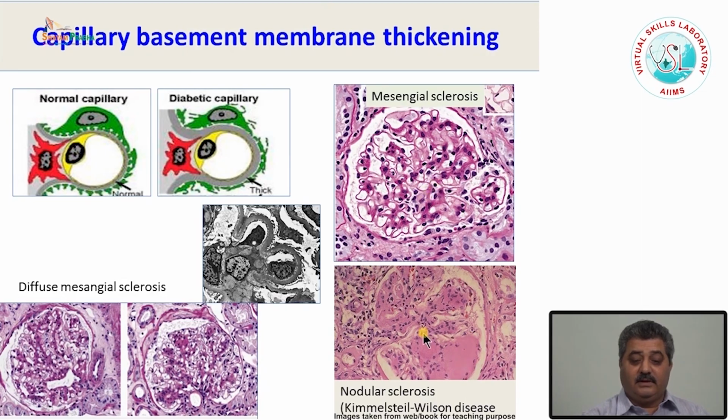Sometimes one gets this nodular deposit. This is eosinophilic material just like amyloid, and it has to be differentiated from amyloid. One can do the stain for amyloid, but the only point which has to be remembered in diabetes is that these nodules push the capillaries toward the periphery, whereas in amyloid they are entangled. So, these lesions are known as nodular sclerosis or Kimmelstiel-Wilson disease, KW lesions.